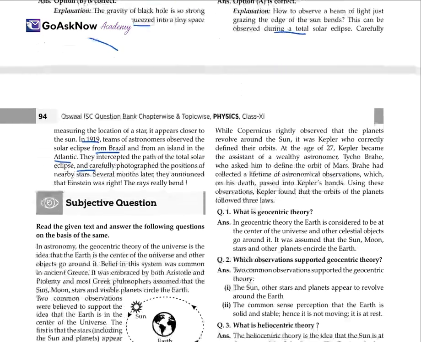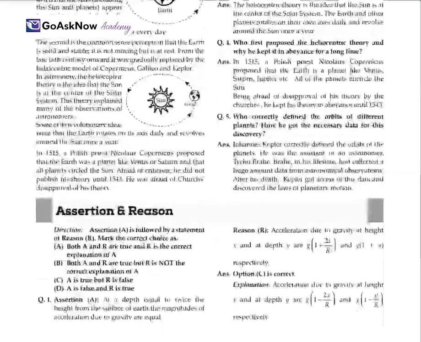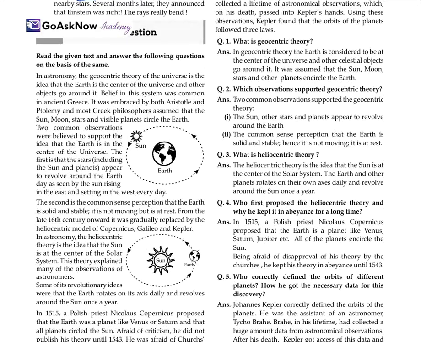So, this was a case-based question. Now, we have some subjective-based questions as well. Again, the subject is given, and on the basis of that, you will have to answer. For example, what is the geocentric theory? Which observation supported the geocentric theory? What is the heliocentric theory as well? All these things have been explained in this paragraph. Then on the basis of that, you will have to answer.